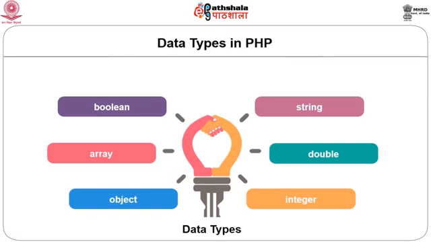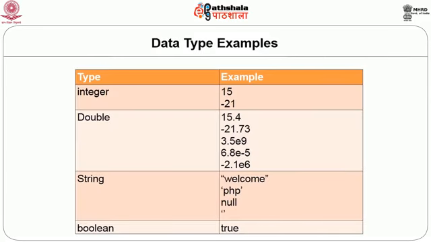These are a few examples that I have written for data types. This is for integer, you can write +15, -21. For double you can provide a floating value as well as exponential form like 3.5e. For string you can use either single quote or double quote, so you can write any string within single quotes or double quotes. Boolean is true.